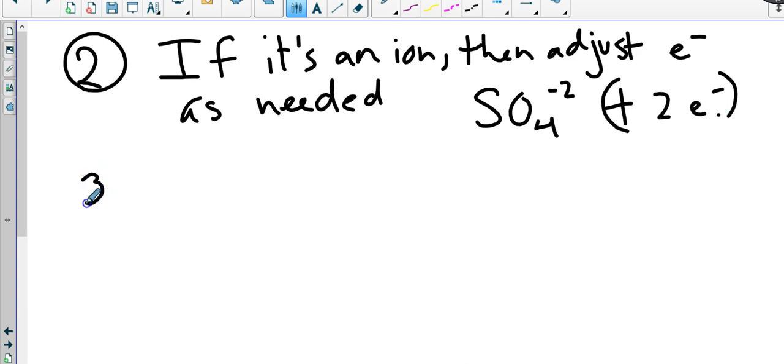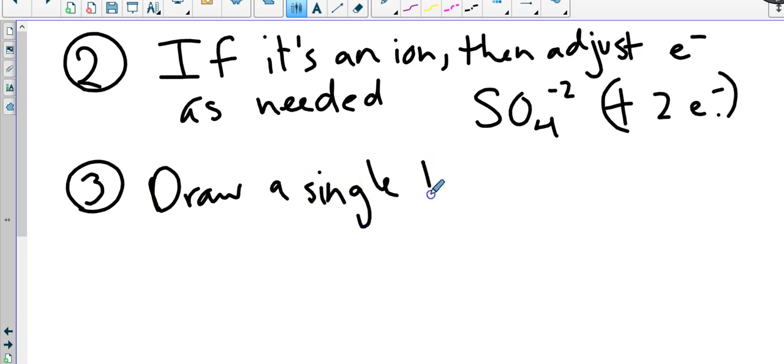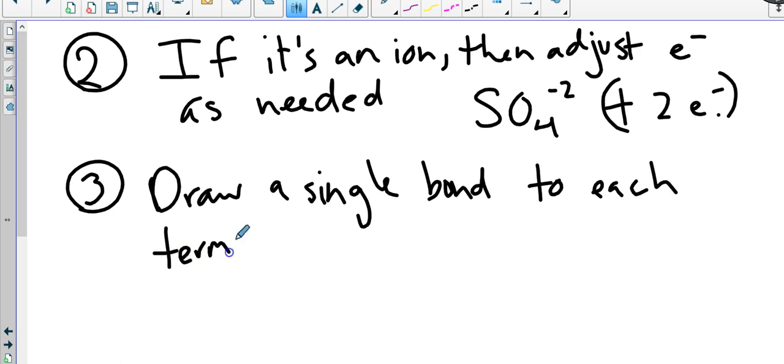So the third step is to draw a single bond to each terminal atom from the central atom. That's the end ones, right? Usually they just need one bond. So in this case, the chlorine just needs one bond because it has 7 valence electrons, and one more bond will give it 8.